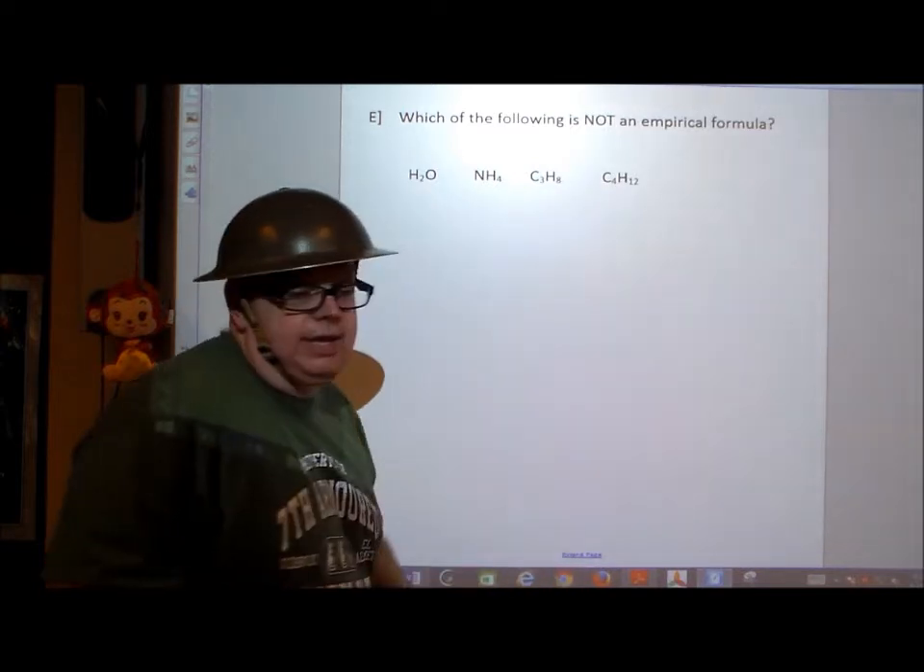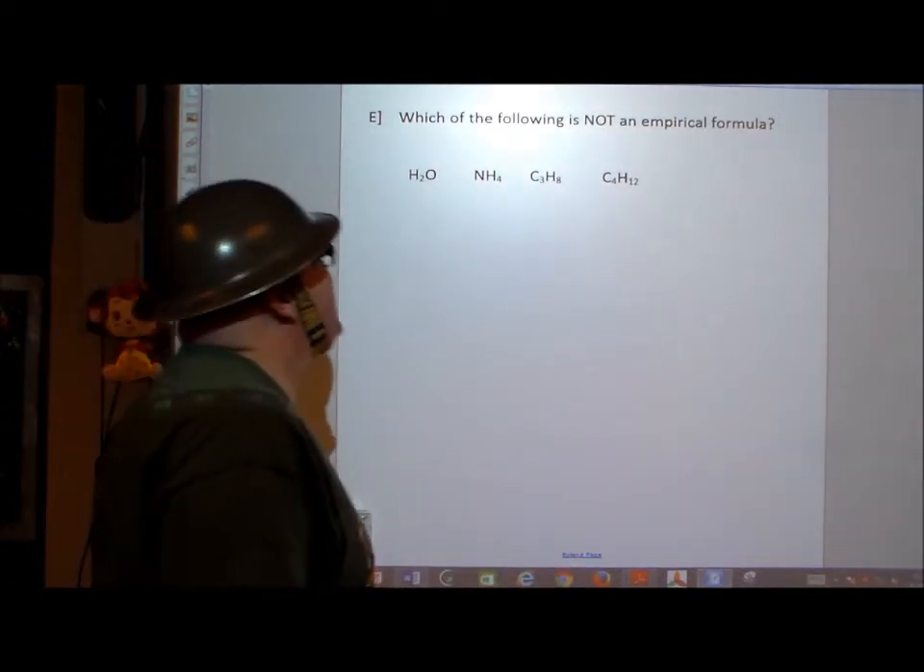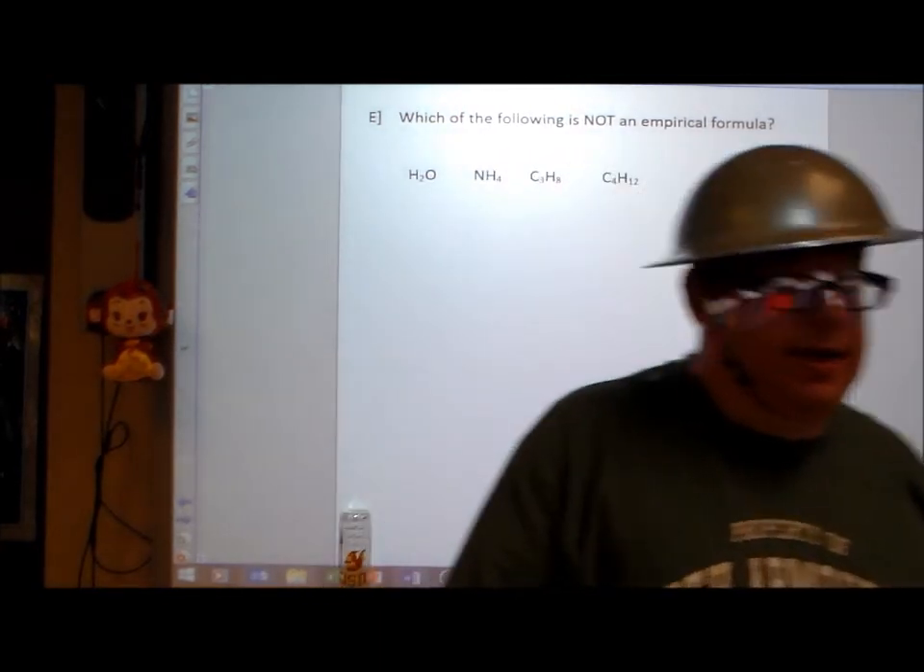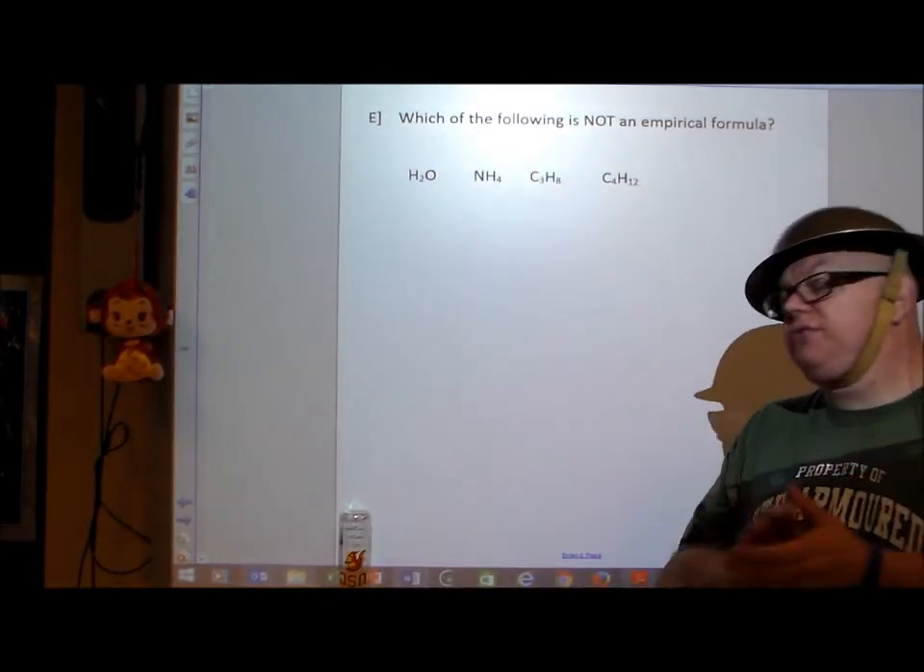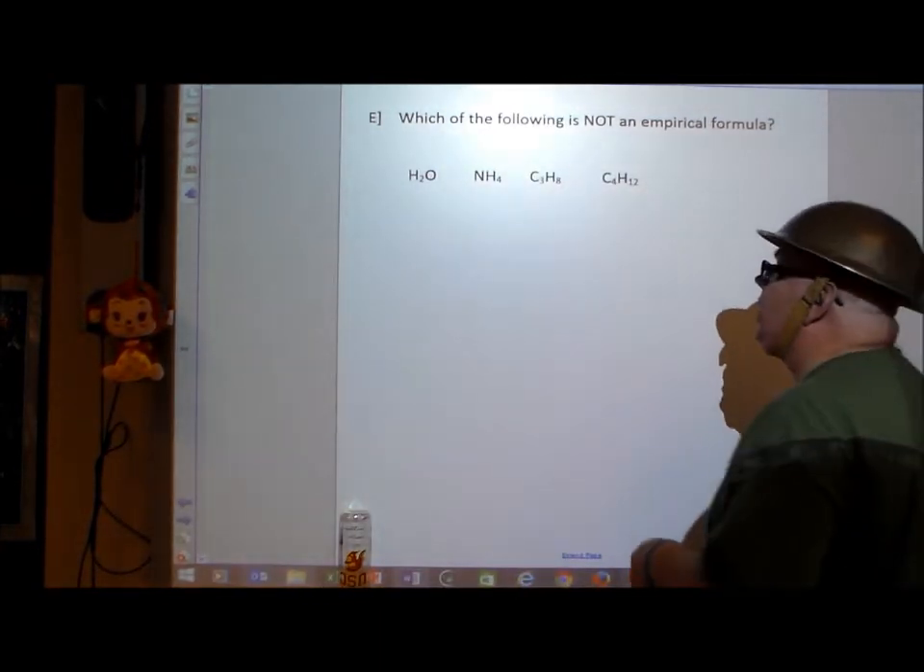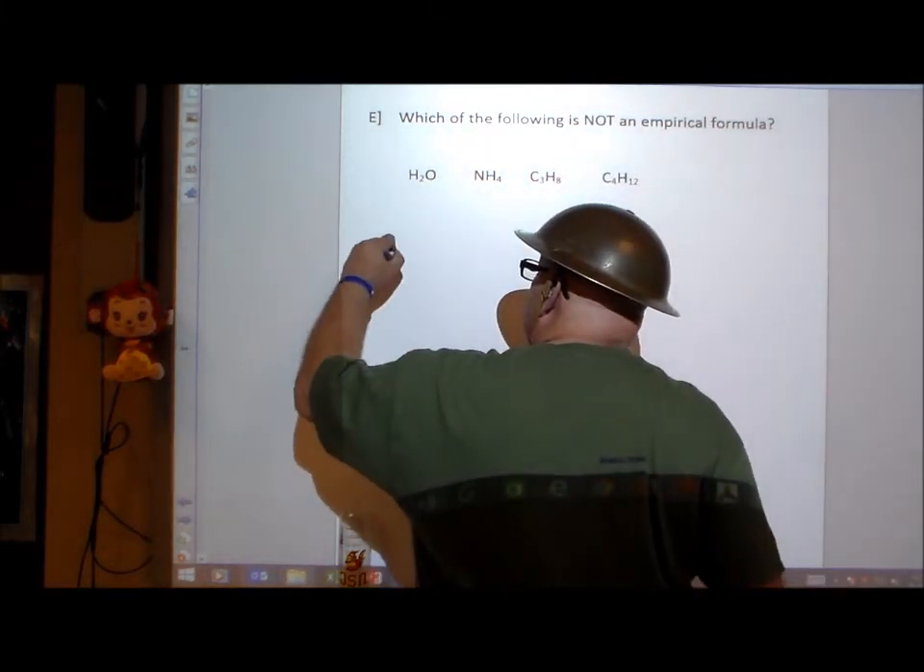All right, so E. Which of the following is not an empirical formula? This is a question of knowing the difference between empirical and molecular. Okay?